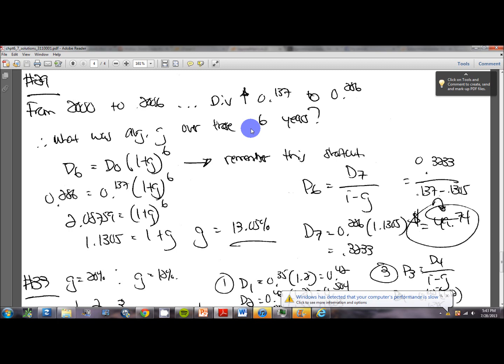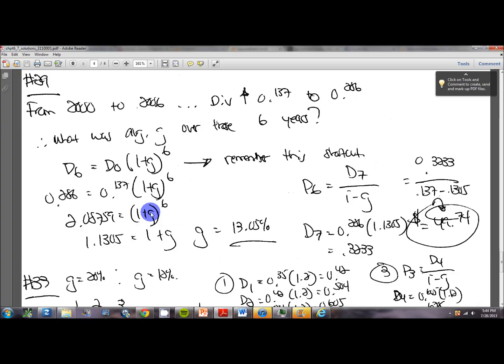To figure that out, you use that little shortcut that we've been using in class, which is this guy right here. But this time, you're not solving for D6 or even D0. You're actually solving for G. That's what you are looking for, because you know D0, that's this guy right here. You know D6, that's this guy right here. So you plug those in and you get this formula.